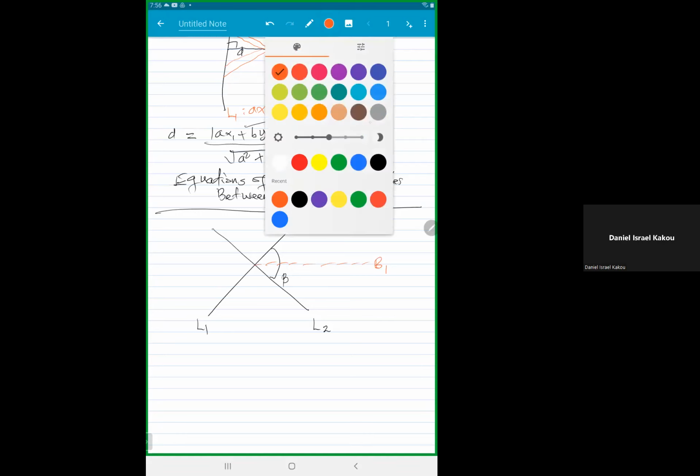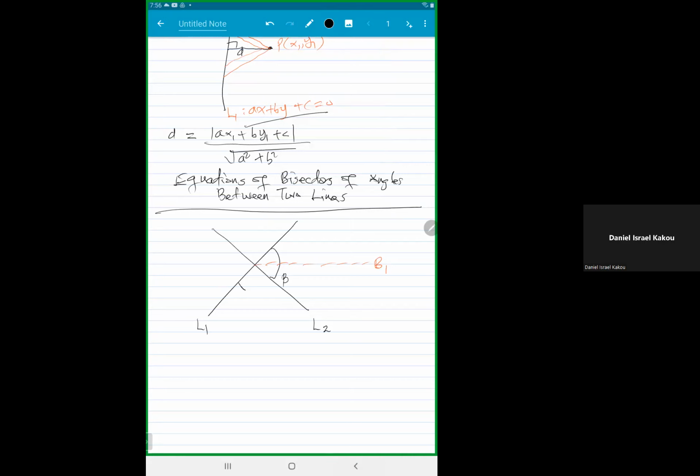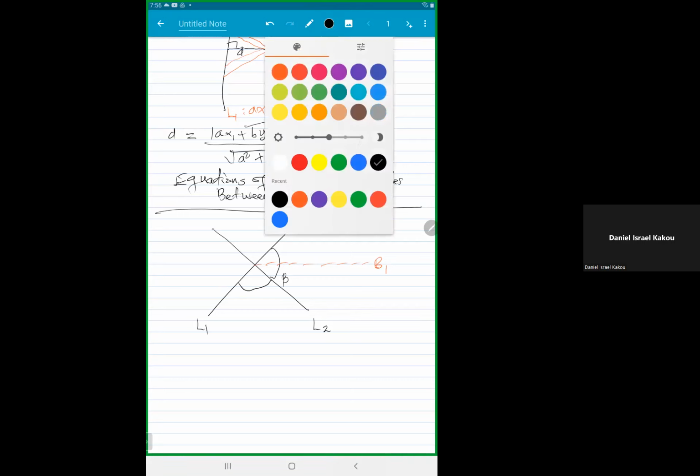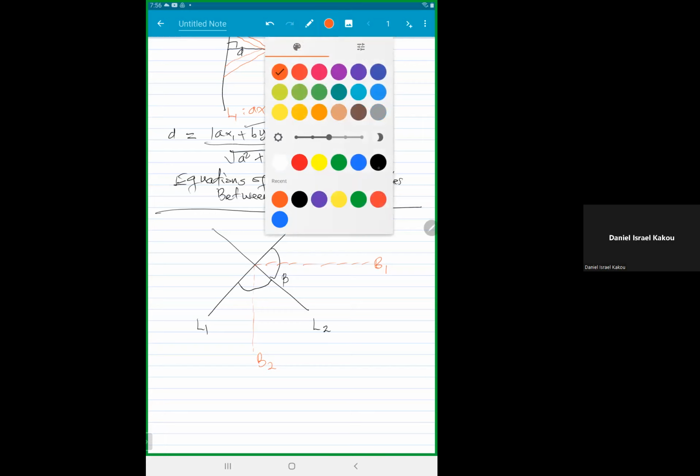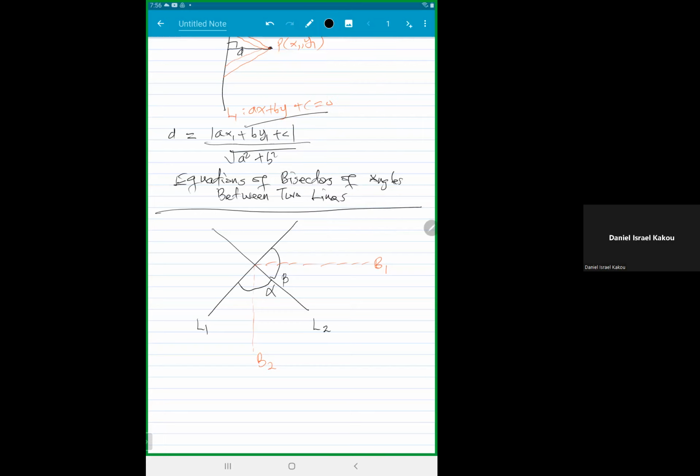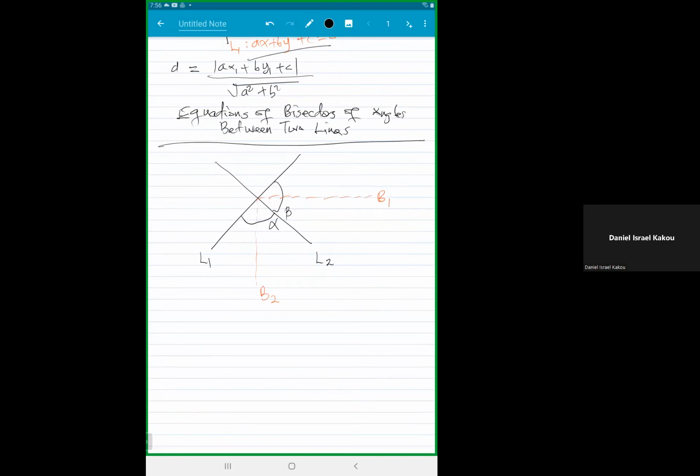And let's say I also have another angle here, and I want to bisect that angle. So I'll have to draw a straight line dividing the angle into two equal parts. Let me call that line B2. Now, B1 and B2 are what we are calling the equations of bisectors of the two angles, beta and alpha. Let me call the second angle I drew here alpha. The B1 and B2 we see in orange are the bisectors of the two angles. And one interesting thing about those two bisectors is that they are perpendicular to each other.